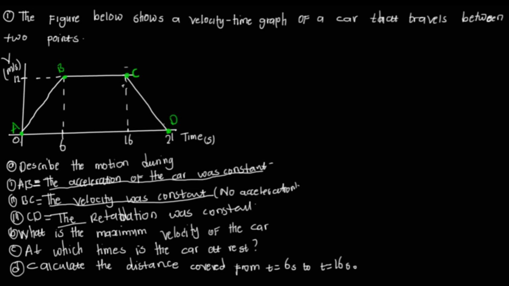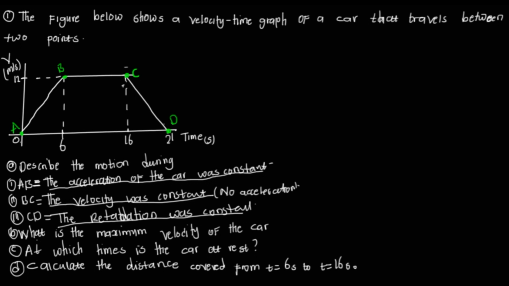One thing that you need to have in mind is that when we have a retardation, or acceleration that is decreasing, or a line that is moving downward, the velocity is reducing. So during retardation, the speed or velocity is decreasing. Then during the acceleration where the line is moving upward, like during AB, we are expecting the velocity of the car to increase.